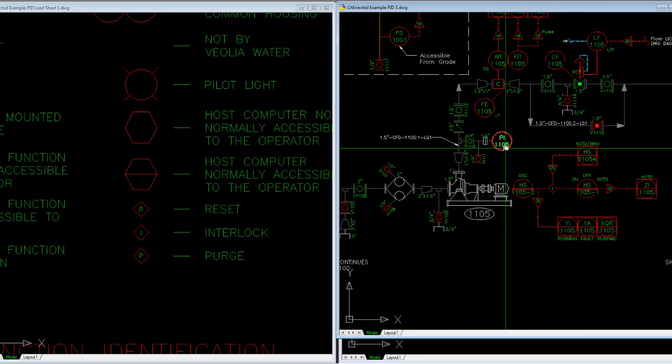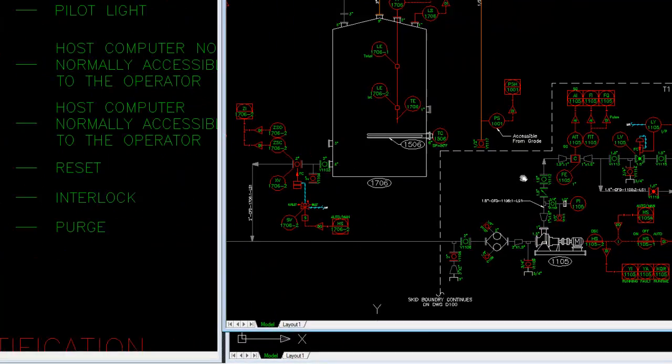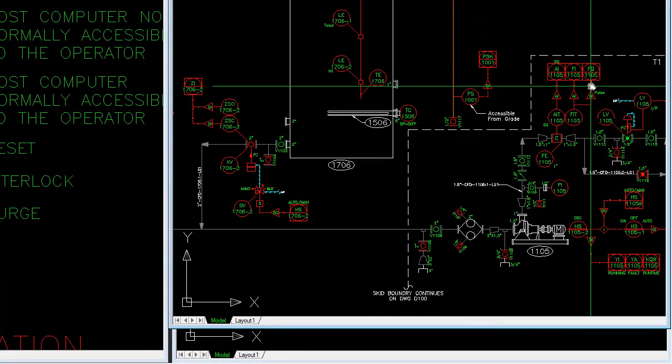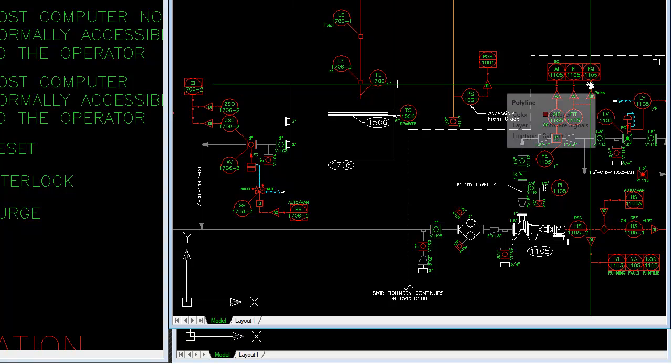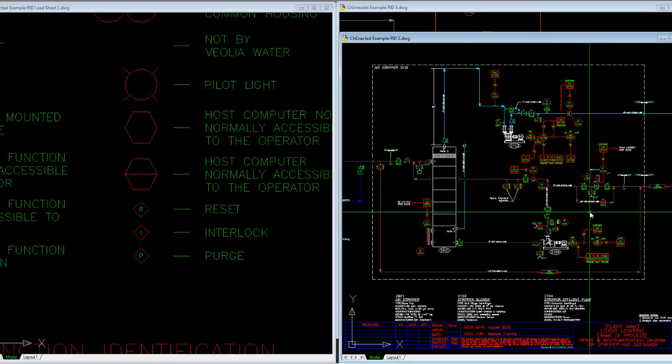Interlocks are used throughout systems to provide start-stop functionality, overrides. It may provide valve open-close permissions, and any one of a number of things. But that's a very common aspect in use of the interlock symbol.